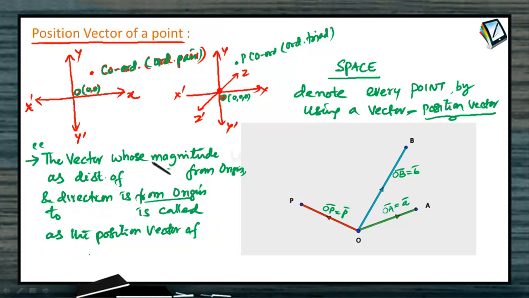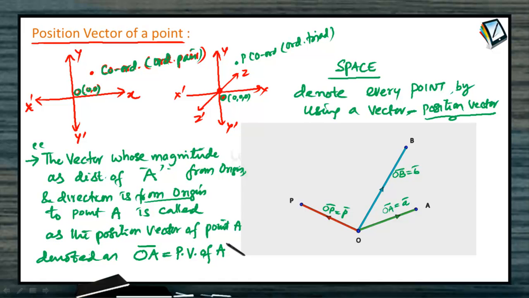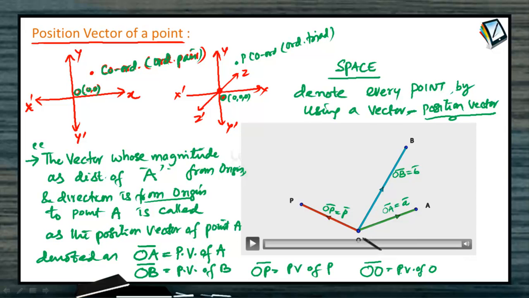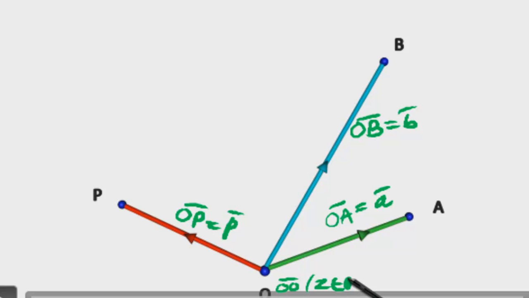Now, making the definition this way: the vector whose magnitude is the distance of point A from the origin, and whose direction is from the origin to point A, is called the position vector of point A, usually denoted as OA bar. Similarly, the position vector of point B is OB bar, and the position vector of point P is OP bar. Even the position vector of the origin can be found, that is OO bar, the position vector of the origin, which is the null vector. So it is a good example of a null vector: the position vector of the origin is the null vector.